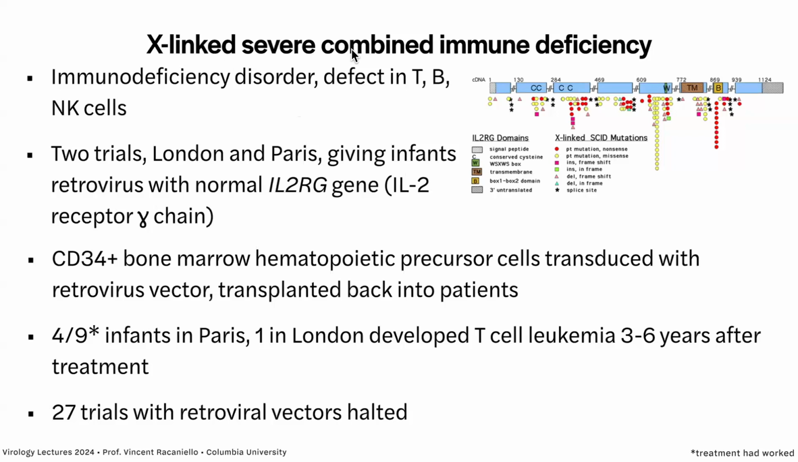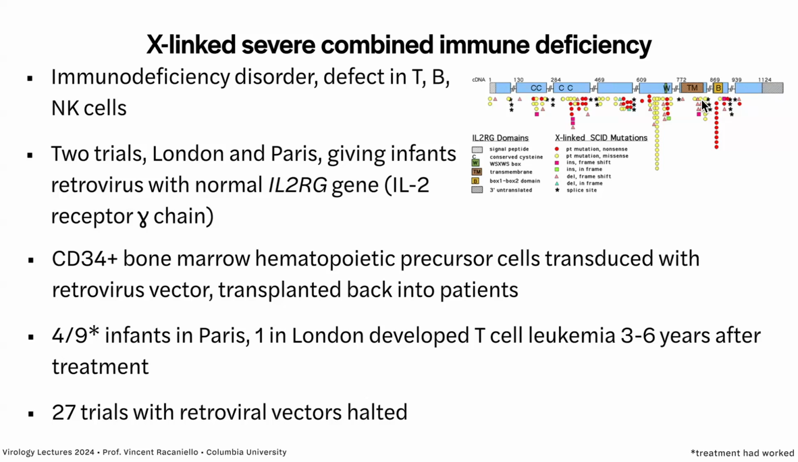Another disease, X-linked SCID, severe combined immunodeficiency, where you have no T, B, or NK cells. These are mutations present in the IL-2 receptor gamma chain. And this is the gene shown here. And these are mutations in various patients that have been observed.